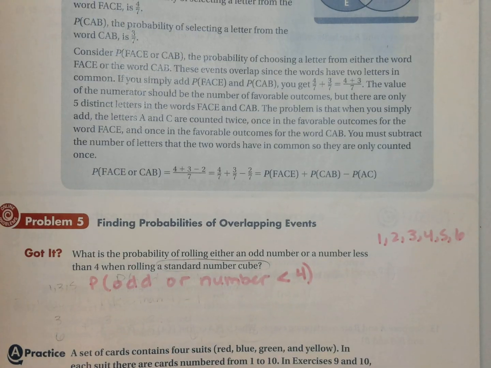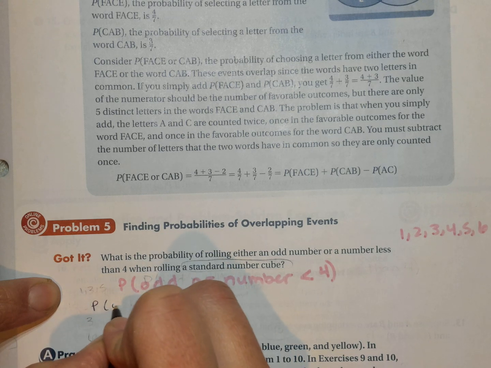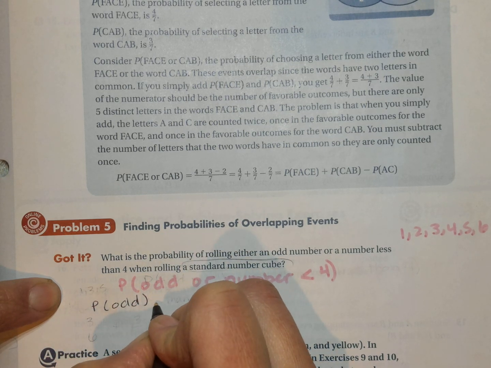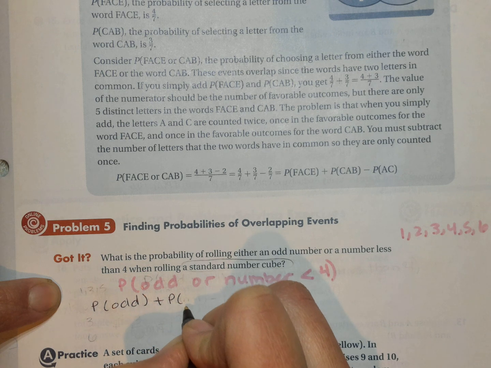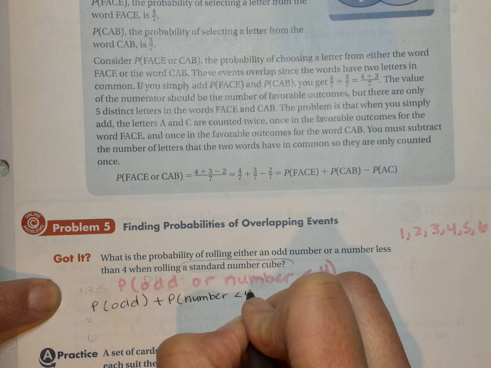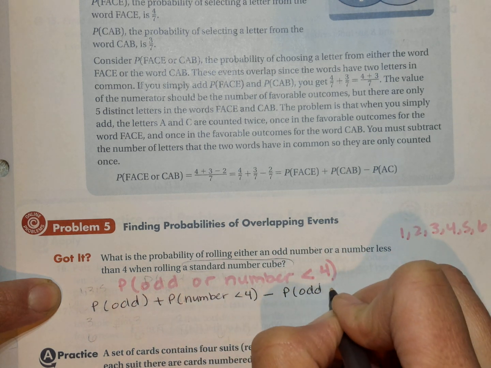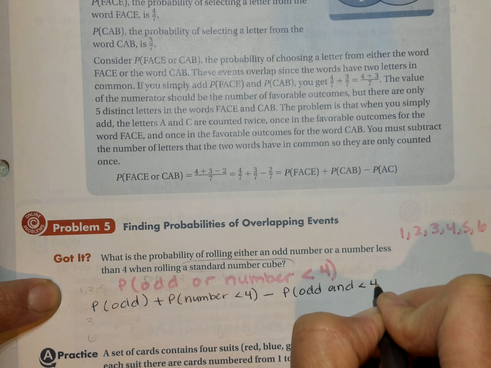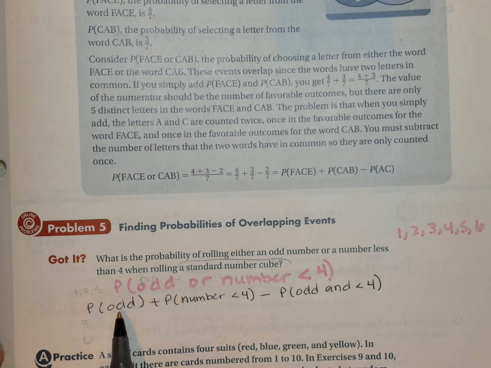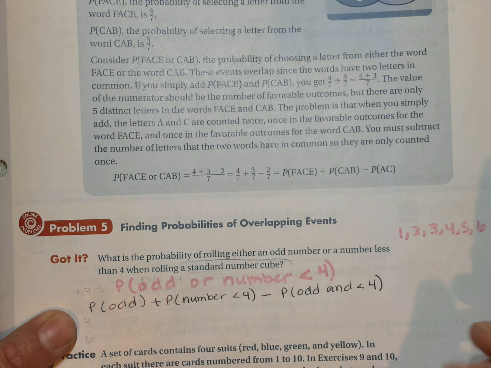And I'm going to show you using the formula: probability of odd plus probability of number less than 4, and then I'm going to subtract the probability of odd and less than 4. So I'm going to find the separate probabilities, and then the ones that say "and," we're going to find that one. So probability of odd, how many odd numbers are there?